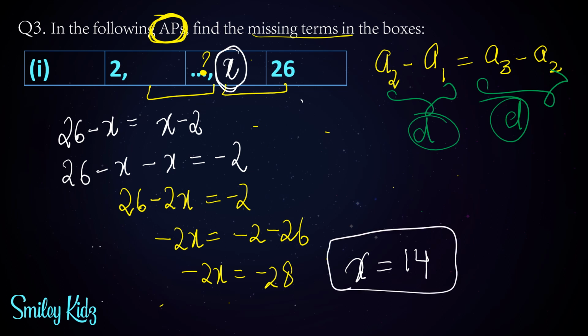Now what is the value of x over here? Well, that is nothing but the missing term. So now what is the missing term over here? It is 14.